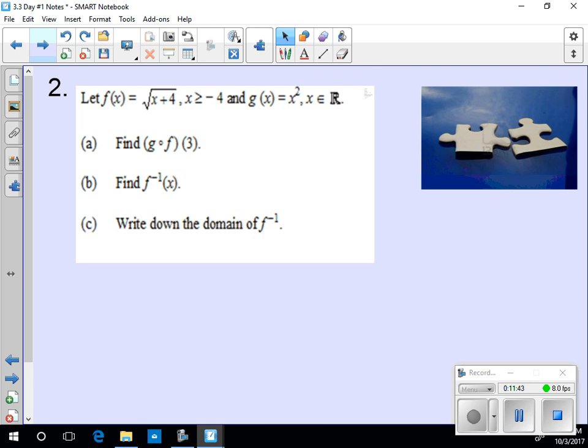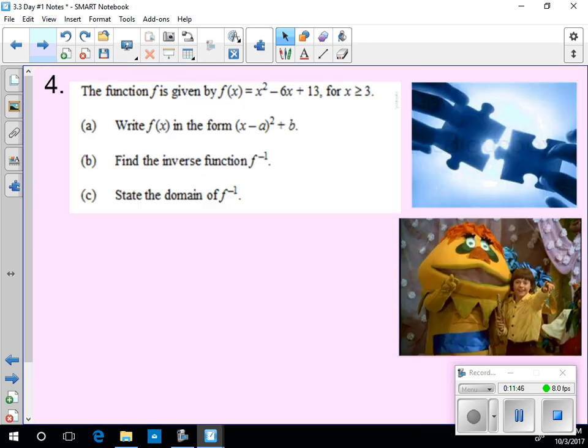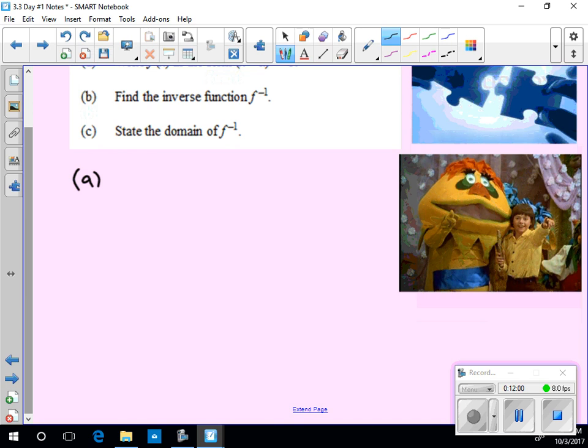For right now, I'm not going to do this one. I want to get to this one. This one's going to be fun, right? We've got to complete the square first. In order for me to get it in this form, x minus a quantity squared plus b, I've got to do some work. So let's take our function f. f of x equals x squared minus 6x plus 13. And I want to put it in what we call vertex form.